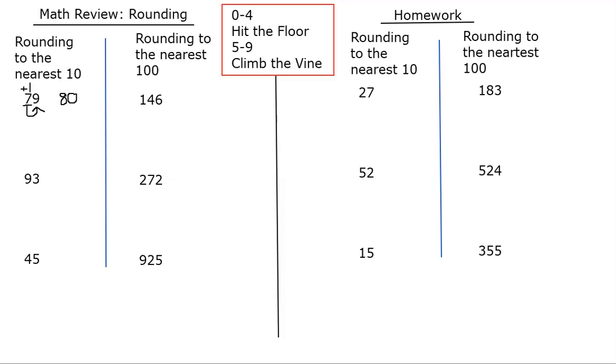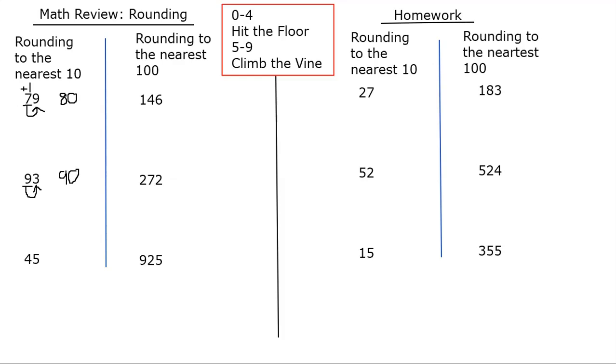93, underline your place value that you're rounding to. Draw your fish hook. We're looking at 3. 3 is in between 0 through 4, so that means we're going to hit the floor. That means this number stays the same. So 9 stays the same. And everything to the right of that turns to 0.